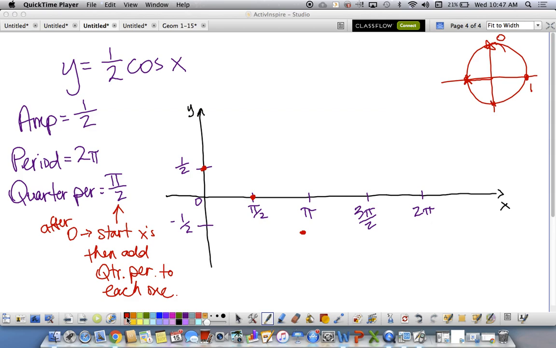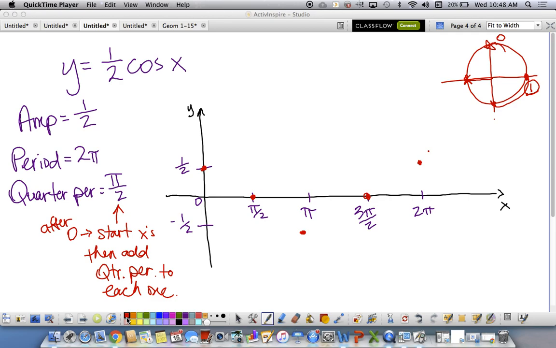Cosine down here at 270. At 270, what's our x value? We're back to 0. 0 times a half is 0. Cosine back over here, we're back to 1. 1 times a half is a half. If my calculator's in radian mode, I can plug in 2 pi. Can you use a calculator?